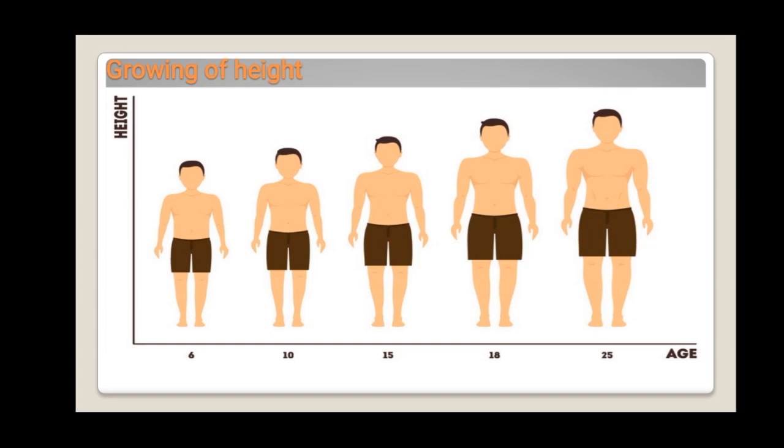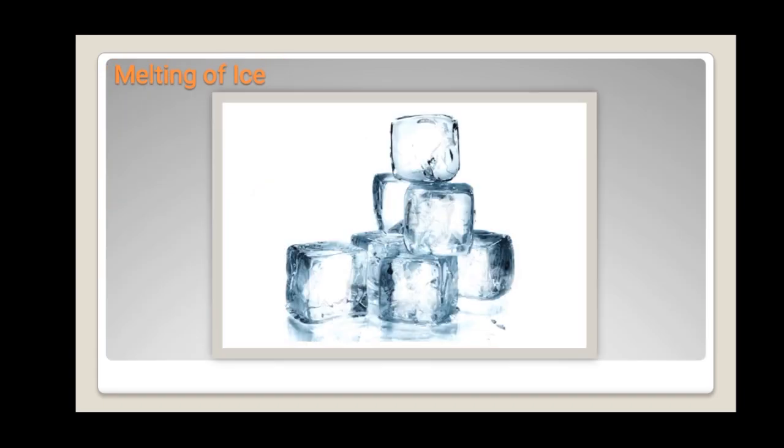So take one more example, that is melting of ice. I think you all have seen that example. If we leave ice cubes at normal room temperature, then after some time the ice will start melting. So that is an example of melting of ice.